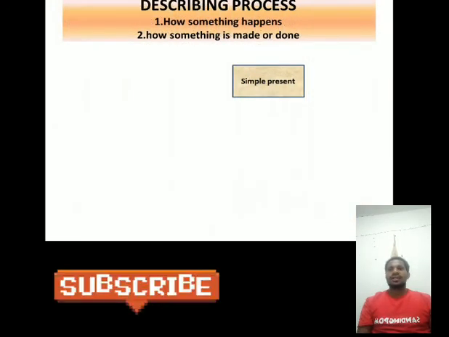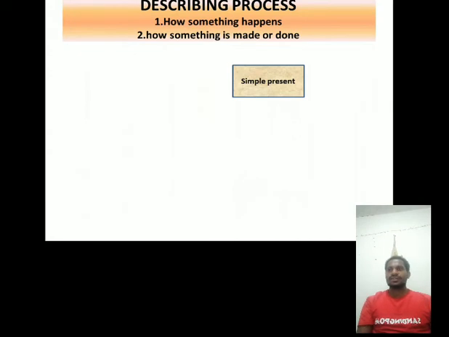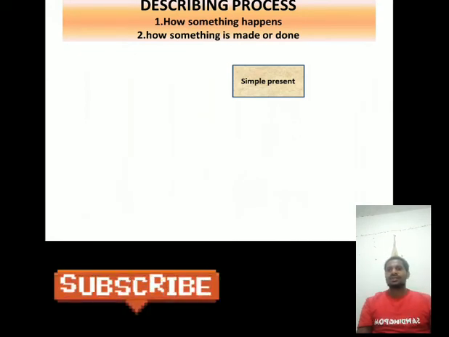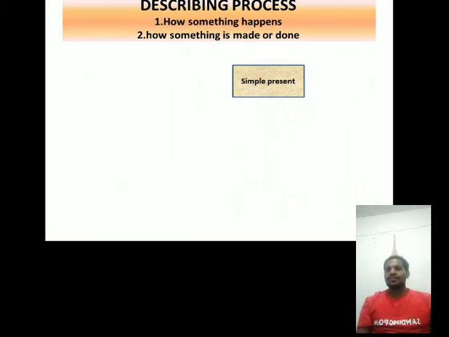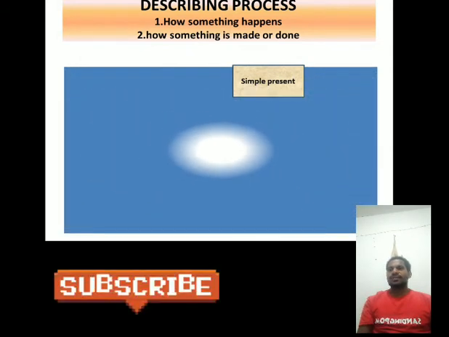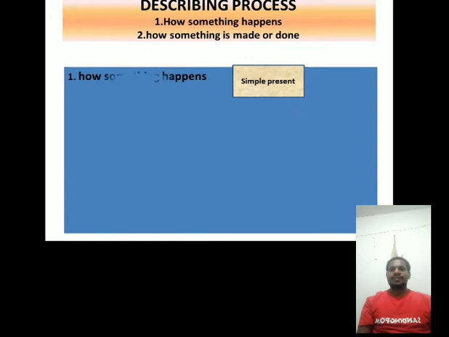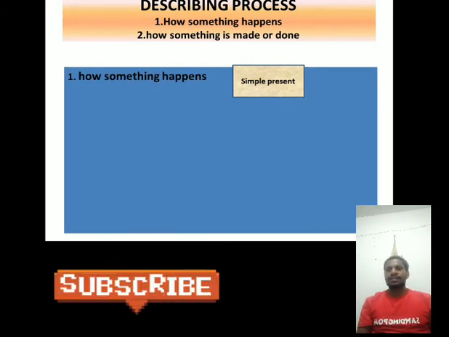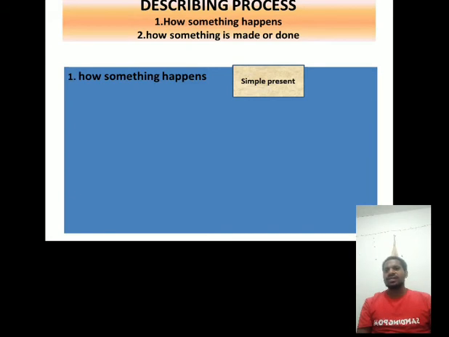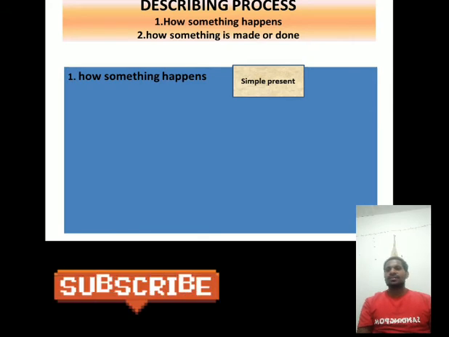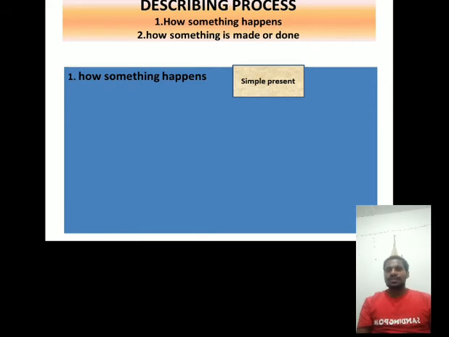So describing process has two main parts. One, how something happens. Two, how something is made or done. So part one, how something happens. Dalam bagian ini menjelaskan tentang bagaimana sesuatu yang terjadi atau apa yang terjadi.